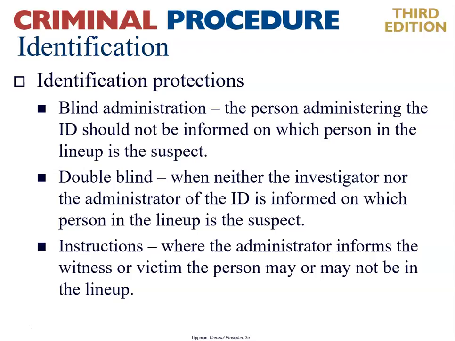Next would be what they call a double blind. This is when neither the investigator nor the administrator of the ID is informed on which person in the lineup, whether it's the live lineup or a photographic lineup, is the suspect. You can kind of figure it out: since the first one was blind, this is double the people, so it's double blind. I will show you what that looks like as we go on, and I have a couple of videos as well.